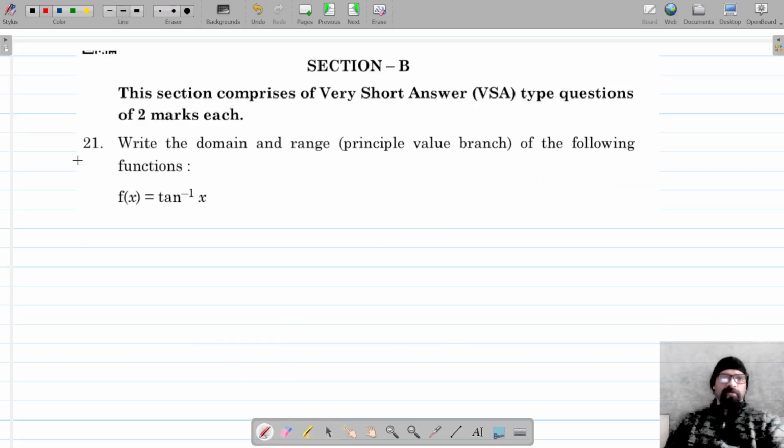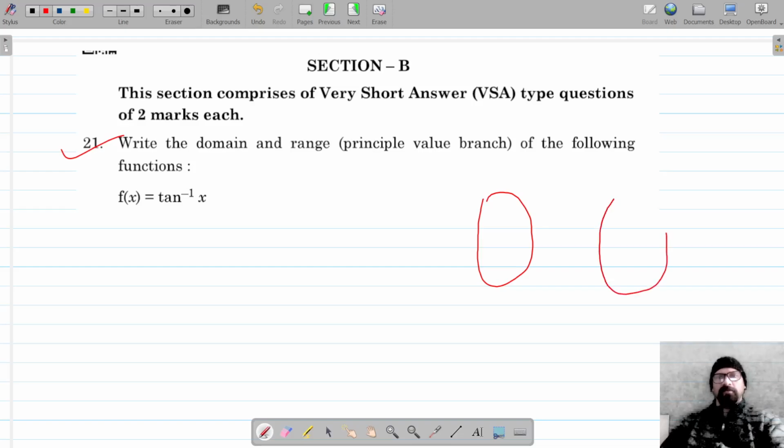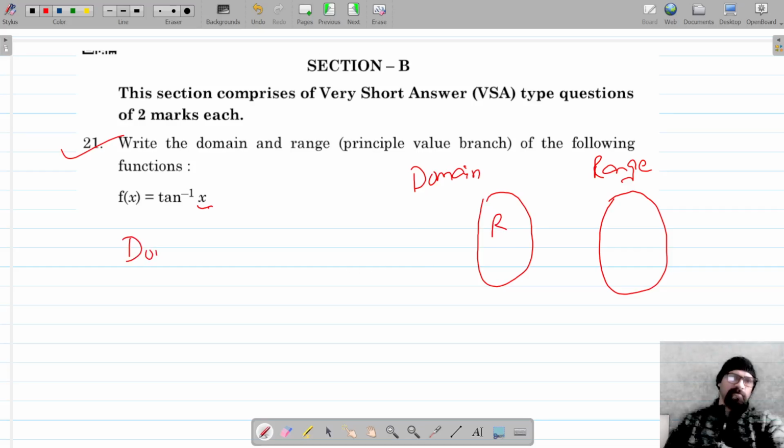Okay, question number 21 is the easiest one. We have to write the domain and range of the principal value branch of the following functions, and you have to remember the domain and the range for the function. Domain means that x can have any real numbers here. So the domain of this function is R, all real numbers.